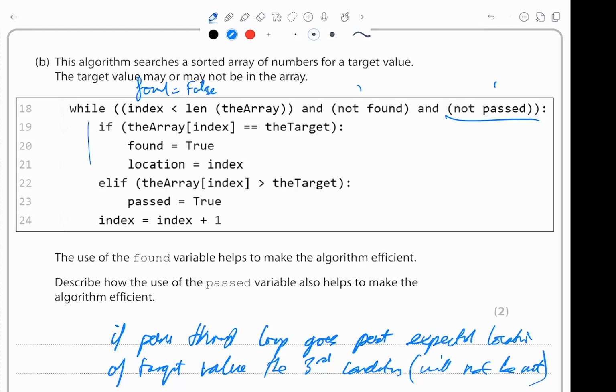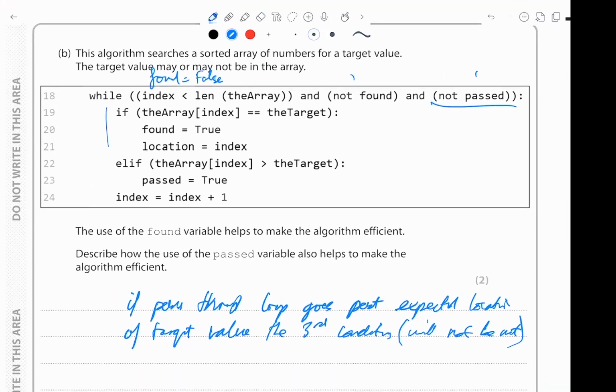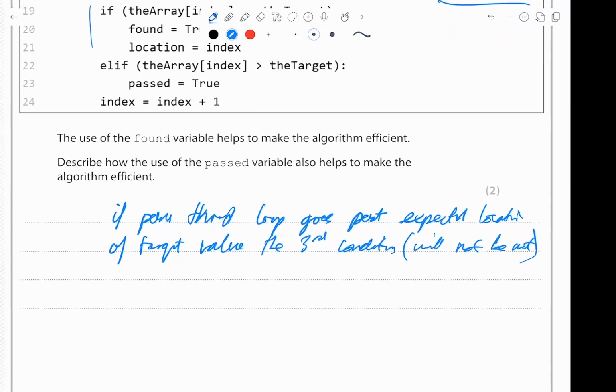So you could also say if the value of the item at the current index position in the array is more than the value of the target, no more passes of the loop are required, the loop will exit. So it's a way of stopping the algorithm. That's what all these questions are going to be related to. It's a way of stopping the algorithm early if we need to.